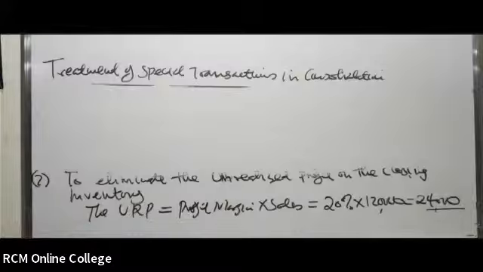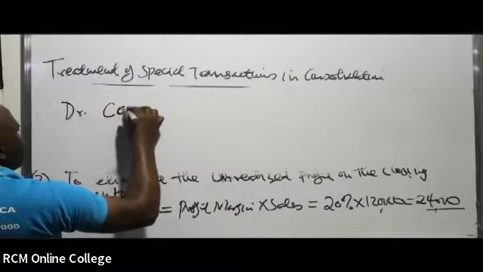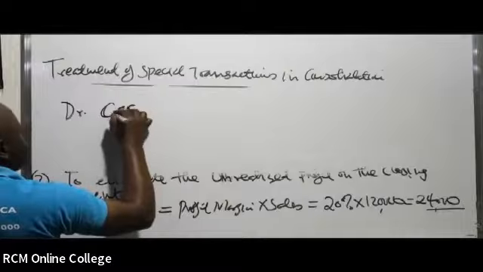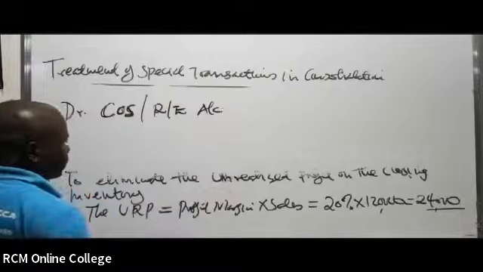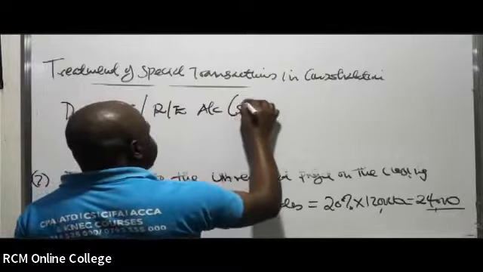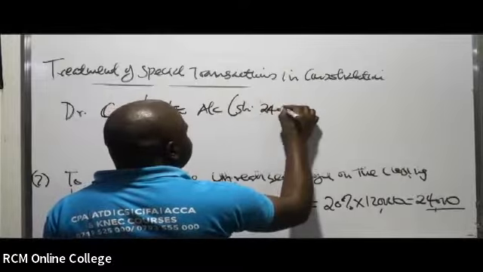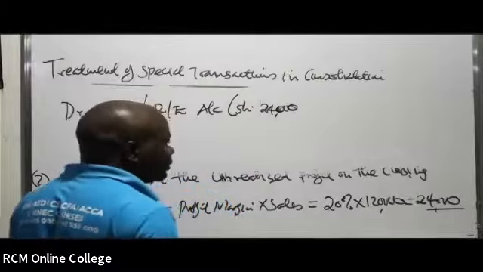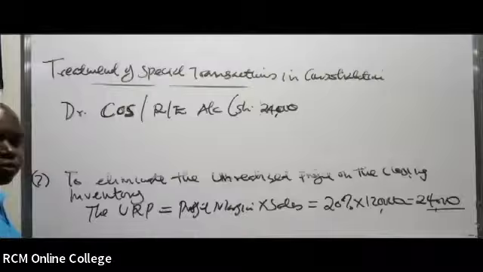You debit the cost of sales, the COS, or the retained earnings account, with shillings 24,000. When you don't realize a profit, that's like an expense in the business. You are supposed to have realized it, but you haven't, so you are suffering.